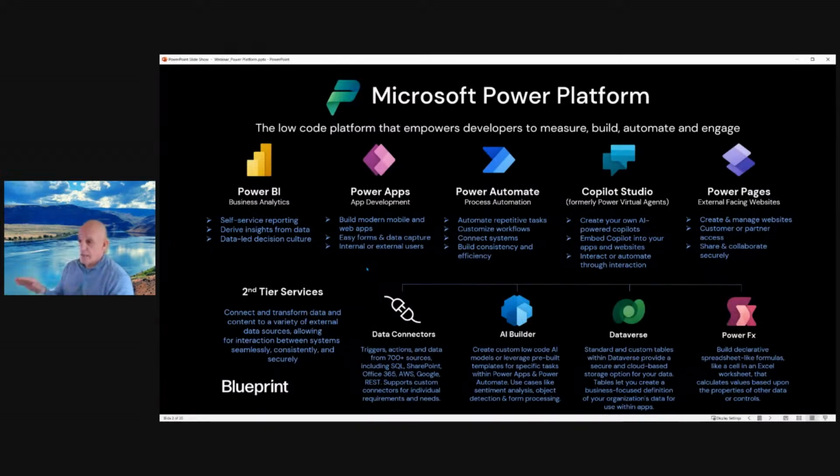And then we have these second tier services below. Data connectors: we've got data connectors that connect to just about anything and everything out there, over 700, that are used across the different tools available in the Power Platform. AI Builder is another AI related tool, but it's more specific to smaller use cases like sentiment analysis, object detection, and form processing.